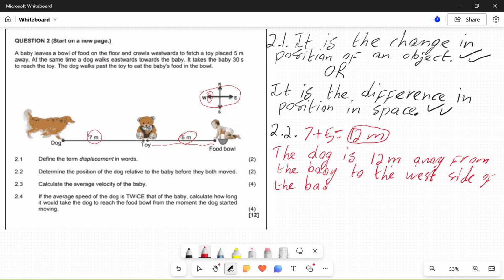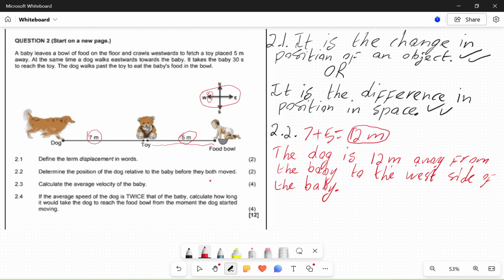Yeah, that's it. Or you could simply say the dog is 12 meters west from the baby. 12 meters west, yeah, from the baby. But this is the conclusion I prefer. I hope, guys, it makes sense.